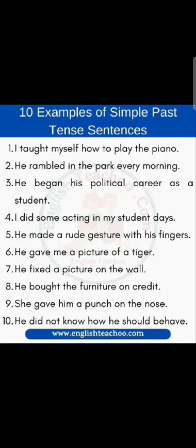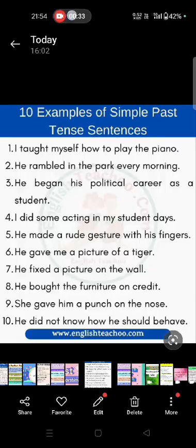Some examples of simple past tense are: I taught myself how to play the piano. He rambled in the park every morning. He began his political career as a student. I did some acting in my student days. He made a rude gesture with his fingers. He gave me a picture of a tiger. He fixed a picture on the wall. He bought the furniture on credit. She gave him a punch on the nose. He did not know how he should behave.